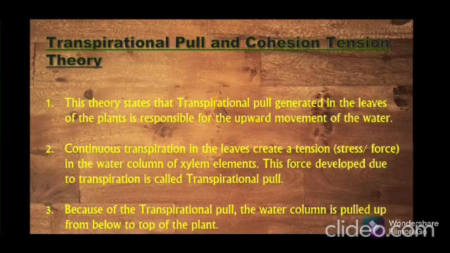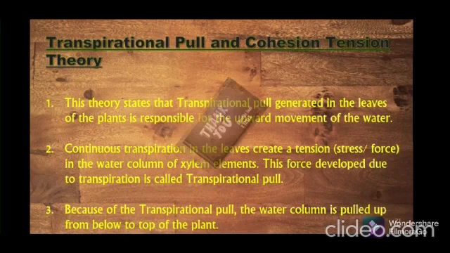Transpirational pull and cohesion tension theory. This theory states that transpirational pull generated in the leaves of the plants is responsible for the upward movement of the water. Continuous transpiration in the leaves creates tension in the water column of xylem elements. This force developed due to transpiration is called transpirational pull. Because of the transpirational pull, the water column is pulled up from below to the top of the plant.